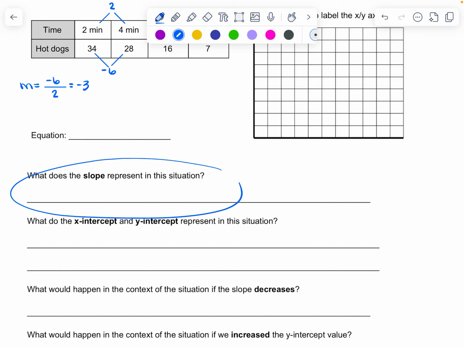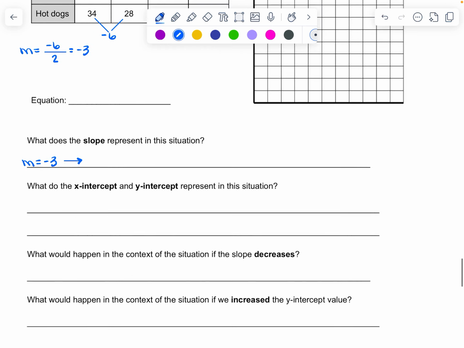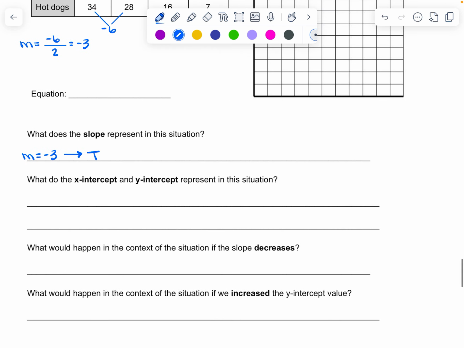If you don't mind, I'm going to hop down here to this question that says, what does the slope represent in this situation? Okay, well, our slope is negative 3. I'm just going to write that down. Or negative 3 over 1. Right? And we're talking about a hot dog eating contest. So he's starting with a certain number of hot dogs, and over time, obviously the number of hot dogs is going to decrease because he's eating them, right? And so the slope is the rate at which he's eating hot dogs, right?